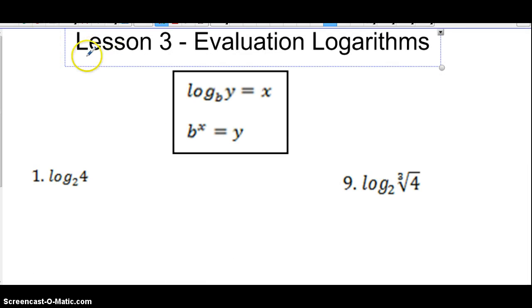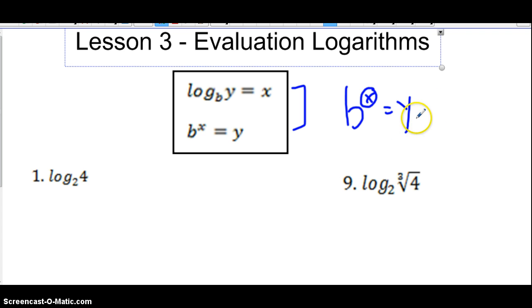Okay, for our third lesson, we're going to be talking about evaluating logarithms. And remember, a logarithm, by definition, is really just another way of expressing an exponent. These two statements right here, log_b y equals x and b^x equals y, are the same exact thing. You're just used to seeing an exponent written like this: b to the x equals y. A number to a certain exponent equals another number.